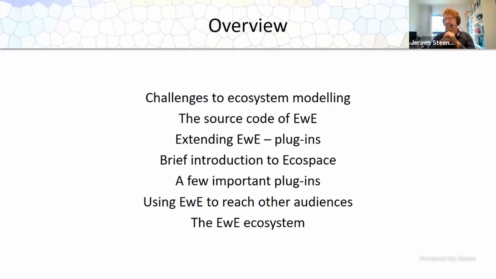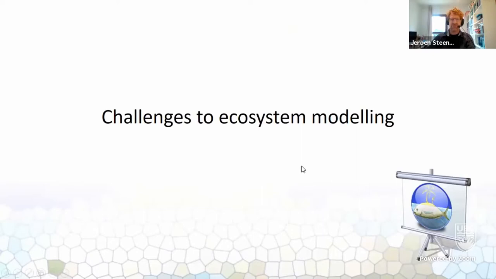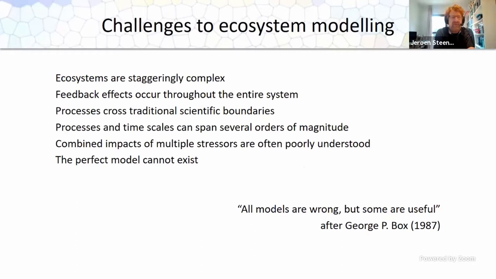So, challenges to ecosystem modeling. As has become clear from these lectures, ecosystems are super complex, right? With feedbacks occurring back and forth throughout the ecosystem and processes crossing traditional scientific boundaries. That's something that we find more and more, especially when we bring in climate change and fisheries, socioeconomics. I mean, we as ecosystem modelers have to work way outside our little black boxes that we're used to working in traditionally. And we also include processes and timescales that span several orders of magnitude.